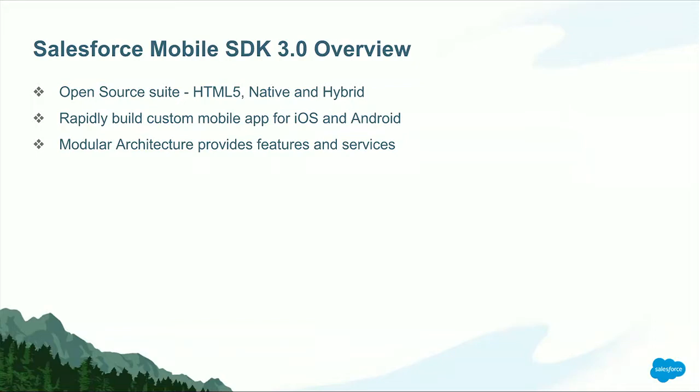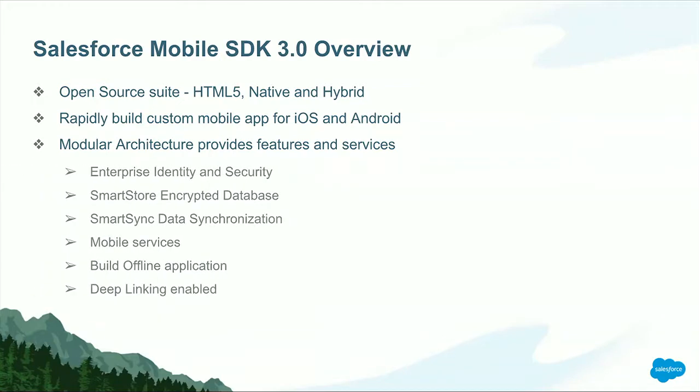And you can also distribute the mobile app that you have built in the Apple Store or Google Play Store because it supports iOS and Android. The Mobile SDK comes with a modular architecture, and it provides certain features and services which were very clean. Most of this that I'm going to talk about, we ended up using it, and we built out this app for the client. One of which is the enterprise identity and security.